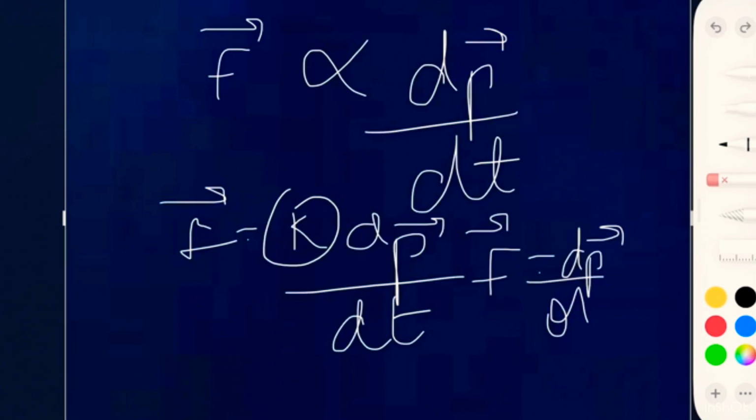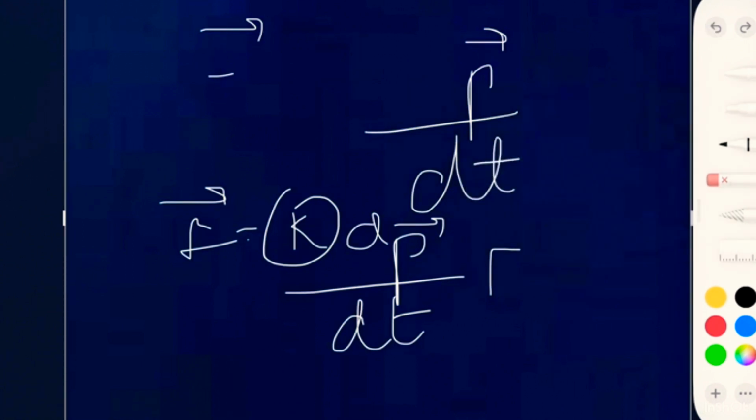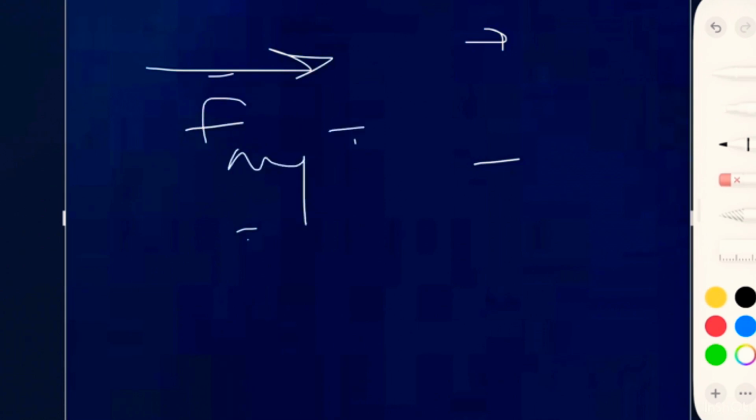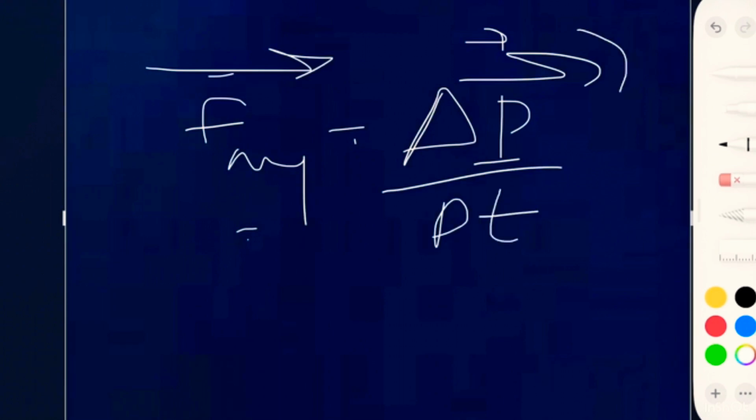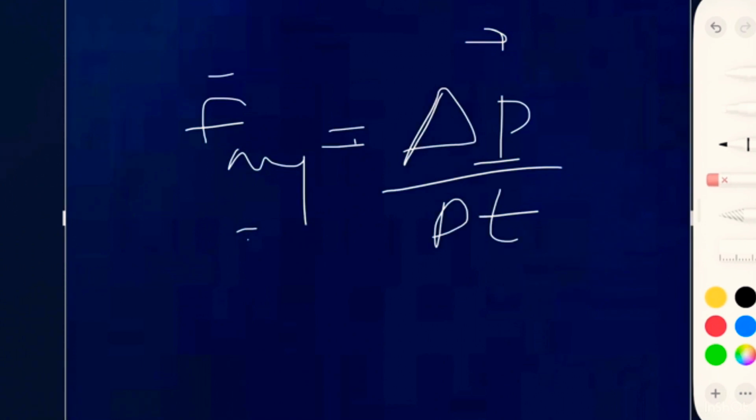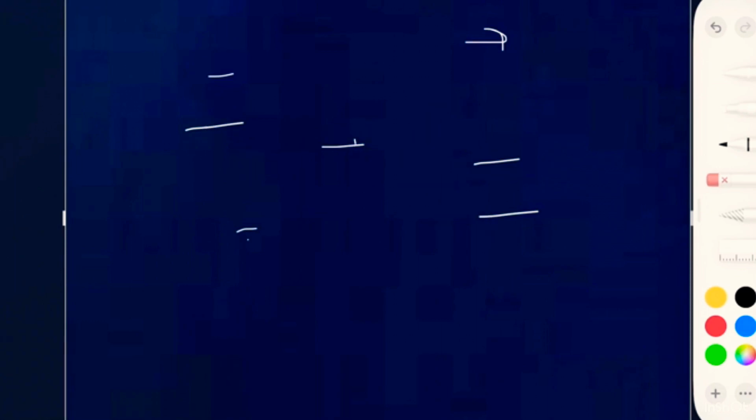So we are going to see the average force. The average force is equal to delta P bar by delta T. This is very, very important, guys. The average force is equal to delta P bar by delta T. Next we are going to see the rate of change of momentum.